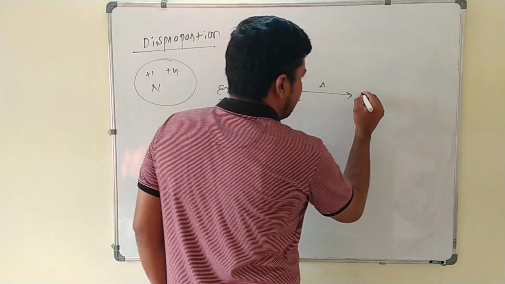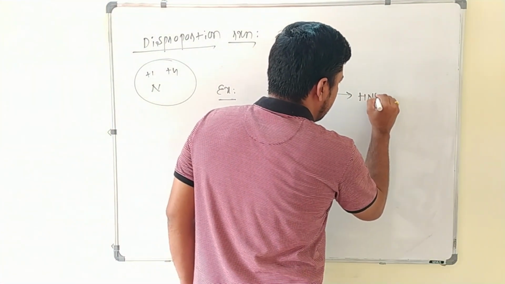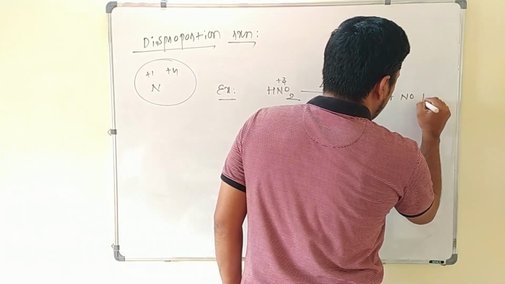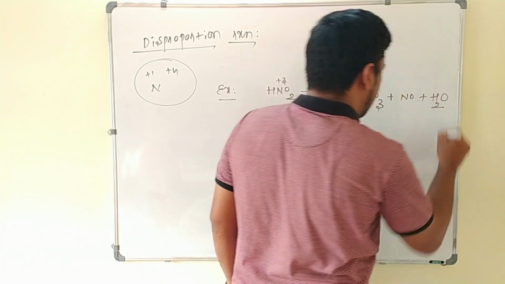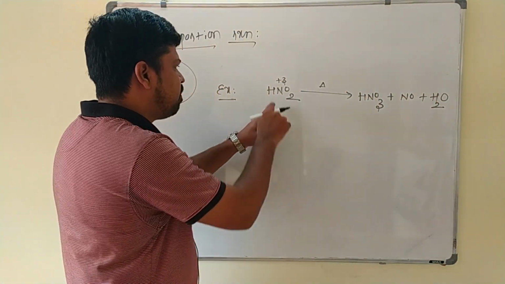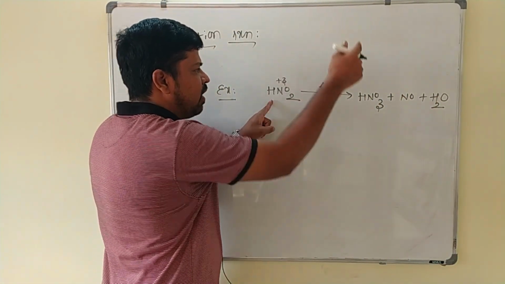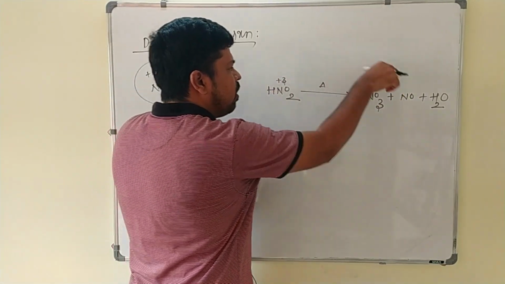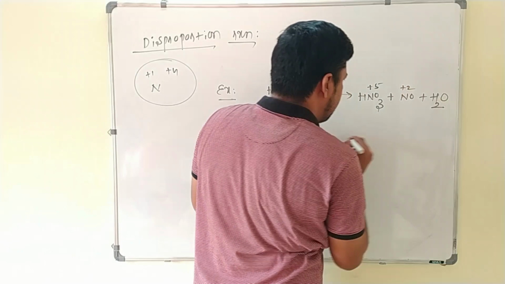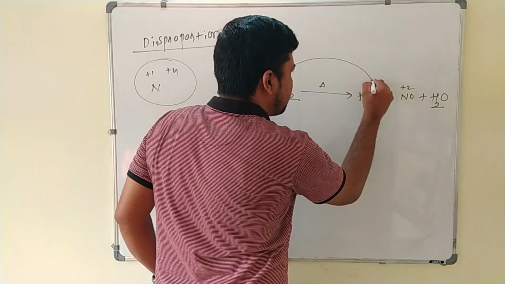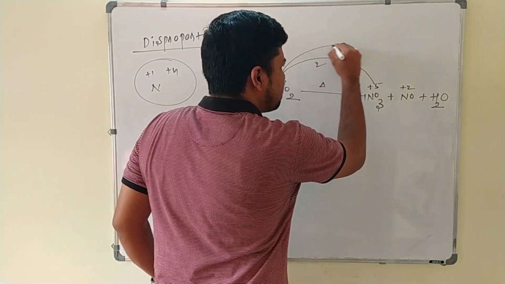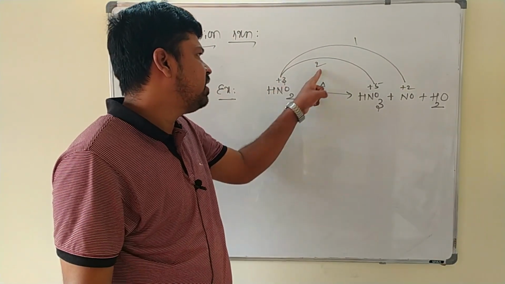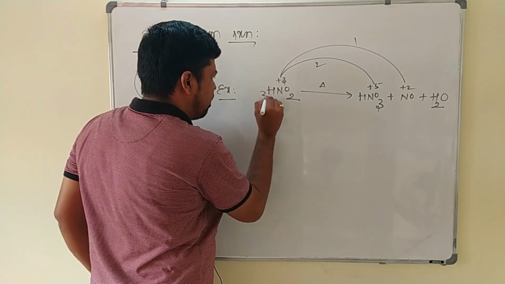HNO2 will convert into HNO3, nitric acid, plus NO plus H2O. See here, this is the +3 oxidation state of the element. It will convert into one higher oxidation state, that is +5, and into one lower oxidation state, that is +2. From +3 to +5, 2 units, and +3 to +2, 1 unit reduction. Total change in the oxidation state is 3. That's why this is multiplied with 3.